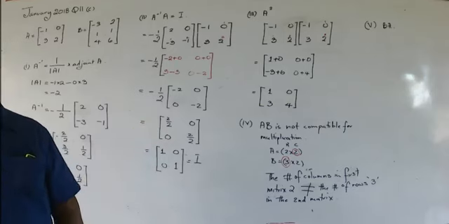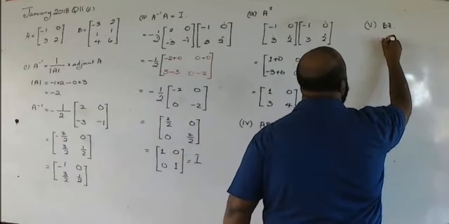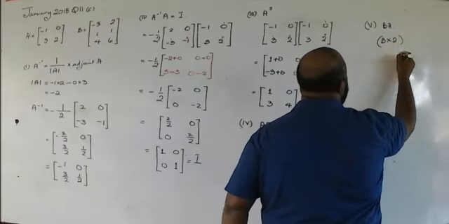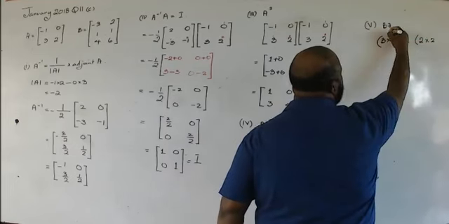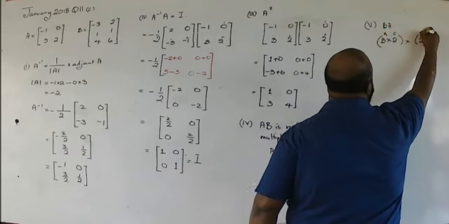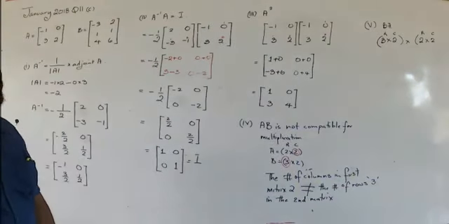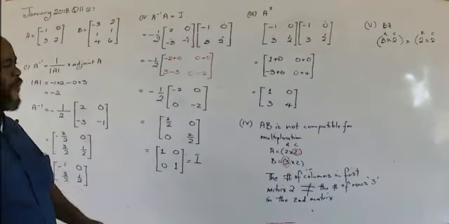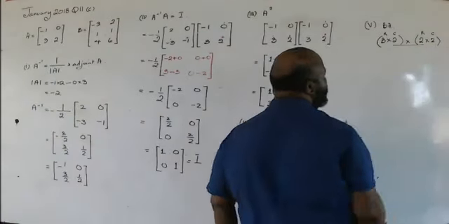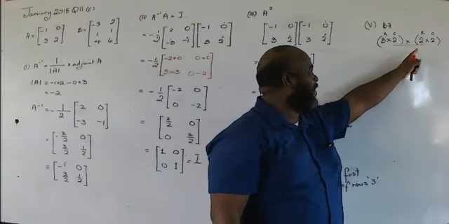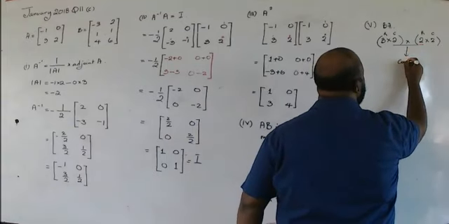Here's the issue. AB was not possible, but BA is possible. B is a 3 by 2 matrix, and I am multiplying it by A, which is a 2 by 2 matrix. The number of columns in the first is 2, and the number of rows in the second is 2. So you see this made them compatible. The number of columns in the first is equal to the number of rows in the second. This makes them compatible.